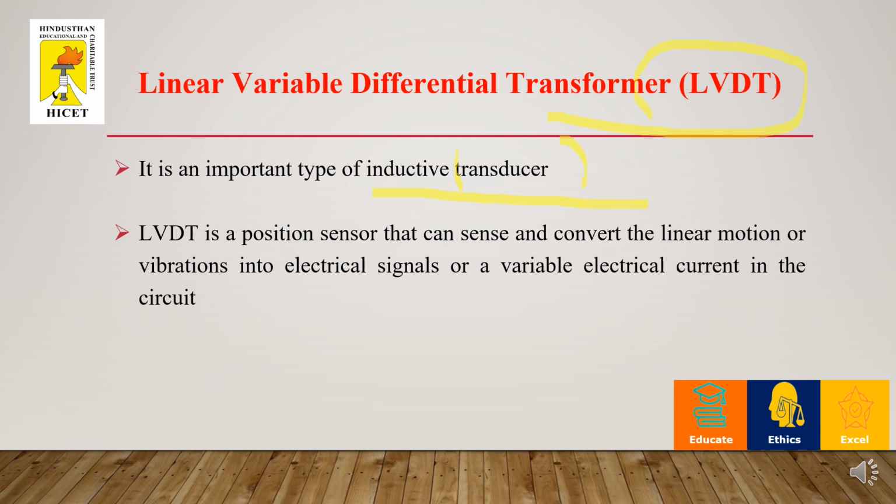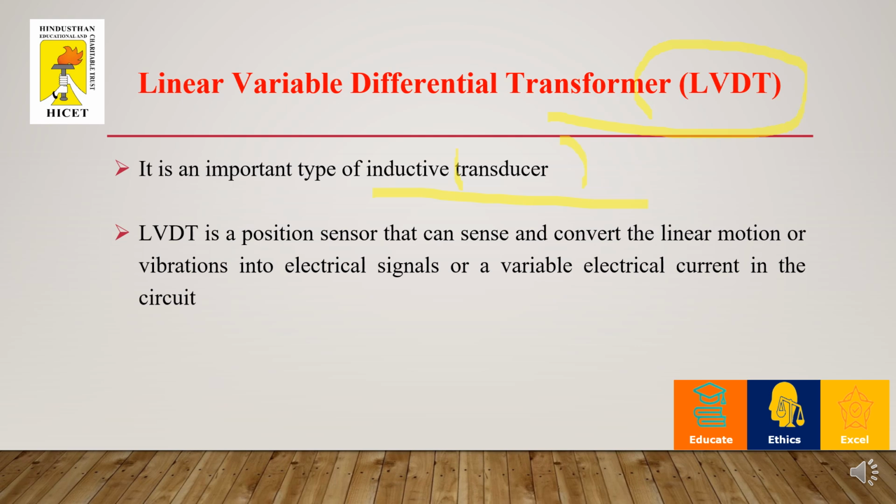In general, transducers are classified into three types based on the principle of change: resistive transducer, capacitive transducer, and inductive transducer. Whenever there is a change in the inductance, those types of transducers are called inductive transducers. And here we are going to see how this LVDT is a kind of inductive transducer.